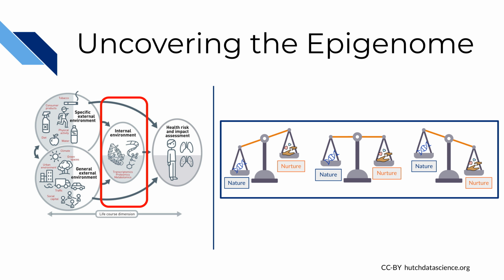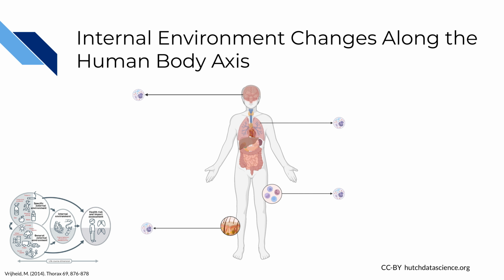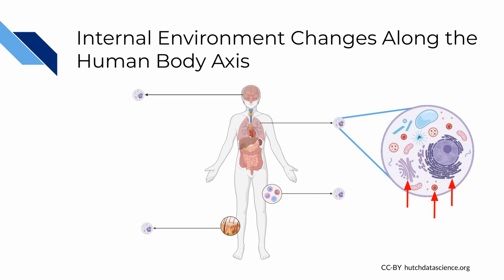Changes in our internal environment can be caused by our external environment across our lifetime. These changes often affect the balance between genomic and epigenomic regulation. The changes made to our internal environment affect the trillions of cells that make up the human body. These cells across the human body axis exist to carry out specialized activities key to life. This means that the external environment can cause disruption of these cellular activities and can have a disastrous effect on our health.